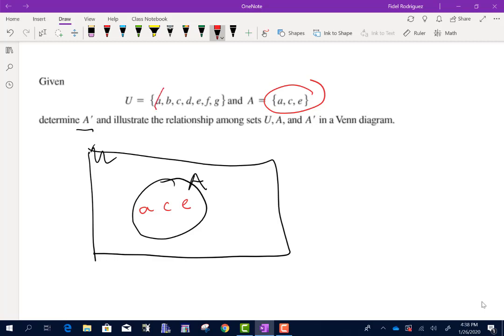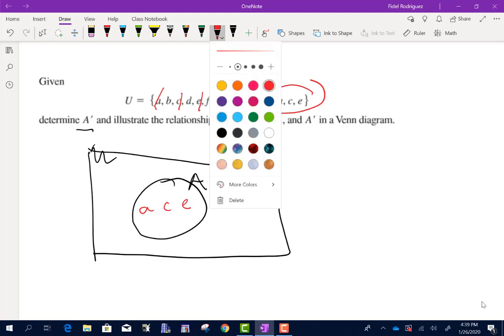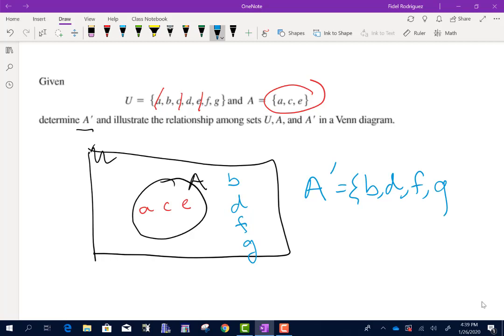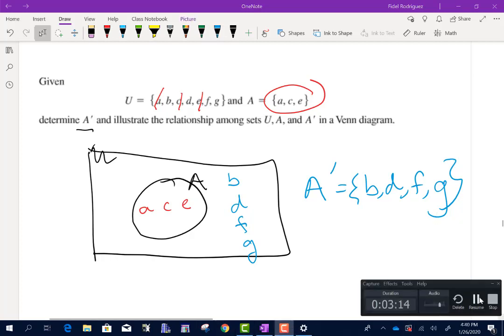So then I need to figure out what the elements outside that circle would be. Well, look, we already have A. That's also in the universal set because it's still inside that big rectangle. We have the letter C. We have the letter E. So the letters are going to be over here. I'll tell you what, let's use a different color because we have options. So here we would put B, D, F, and G. So it says determine A complement. Okay, A complement would be the set of B, D, F, and G.